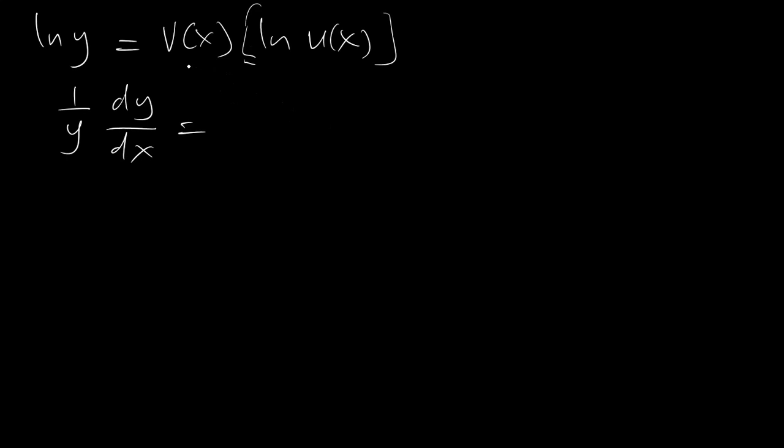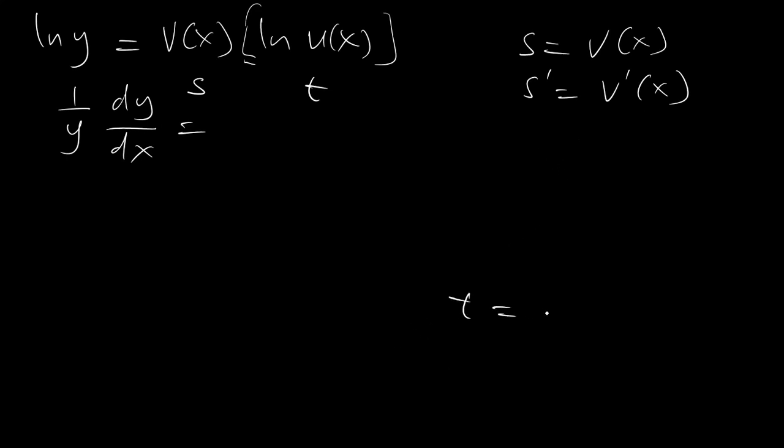now the derivative using the product rule, let this be x, this is t. Now x is equal to v of x, so x prime is equal to v prime of x. Now let me just say t is equal to ln u of x. So here we're going to use the chain rule.